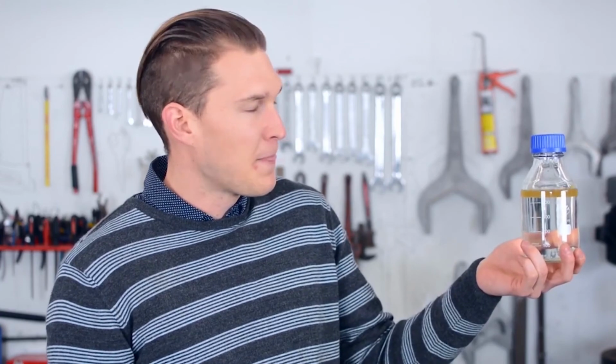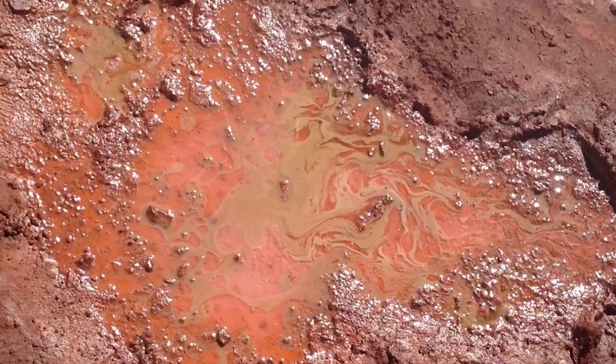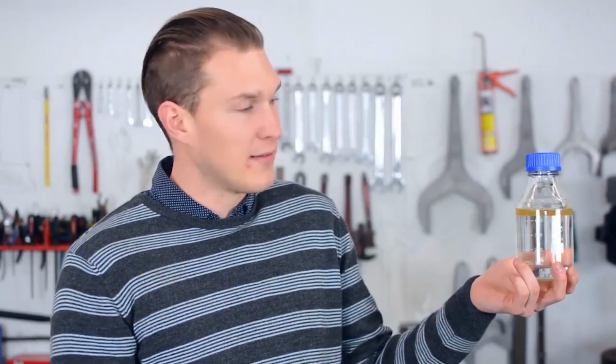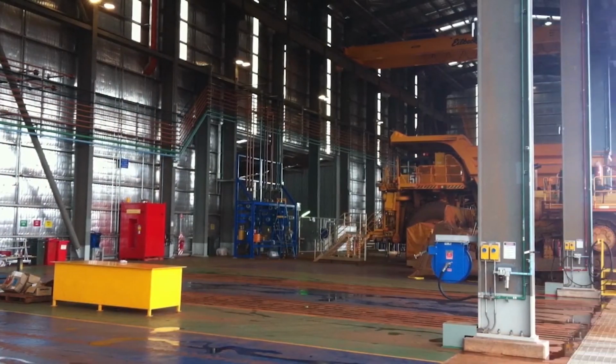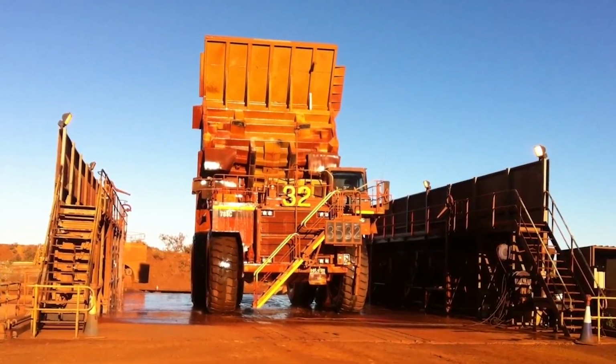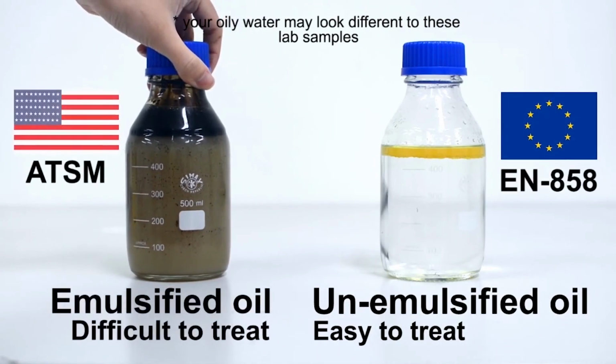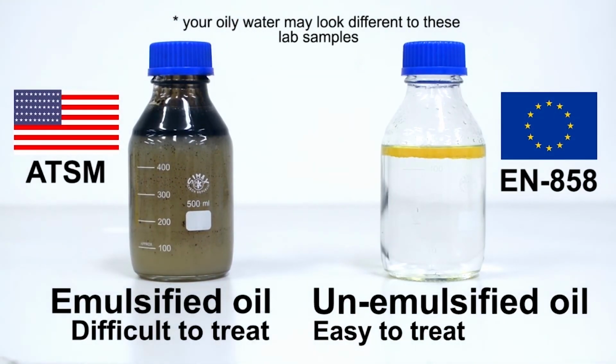Some separators can be certified using the European standard, but it is important to realise that this standard is not applicable to all situations. The European standard produces oily water that looks like this, which is typical of oil spills and some fuel farms. If your oily water does look like this, then a separator certified to the European standard should be able to achieve the stated discharge limit. But if your oily water looks more like this, which is typical of industrial applications such as workshops and wash bays, then the European standard is not going to be able to guarantee you any discharge limits, and the American standard is going to be more relevant to you.